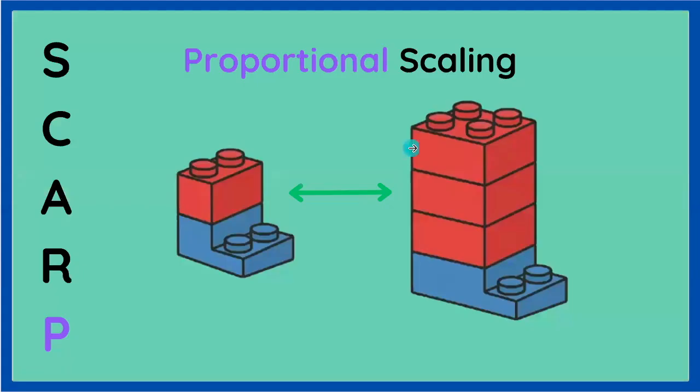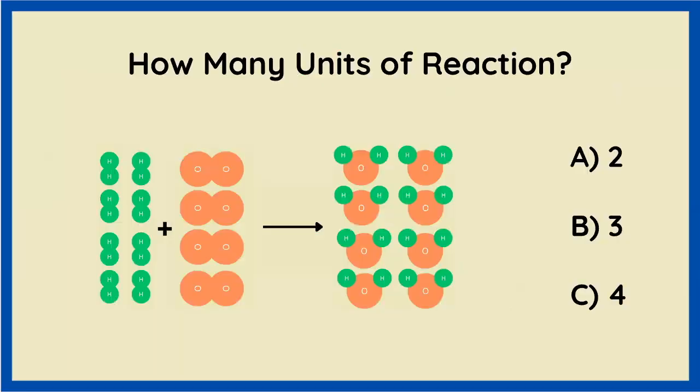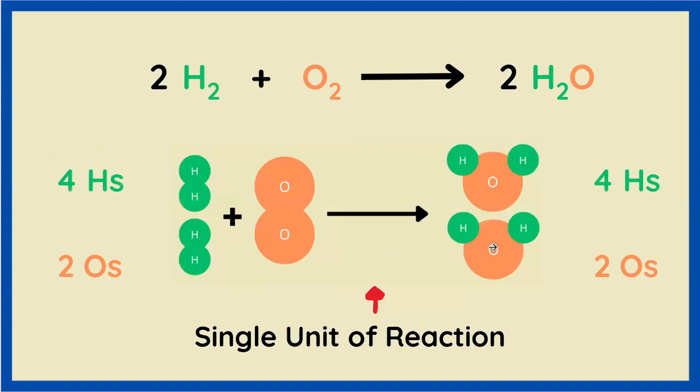Lastly, chemical equations are scaled proportionally in a very specific way. Key question: how many units of reaction do we see here? 2, 3, or 4 units of reaction? Remember, a unit of reaction is the smallest number of whole molecules that can react together. In this case, it means that we have 2 H2 molecules reacting with 1 O2 molecule to form 2 water molecules. It also includes 4 total hydrogens and 2 oxygen atoms on both sides, all conserved, just rearranged.